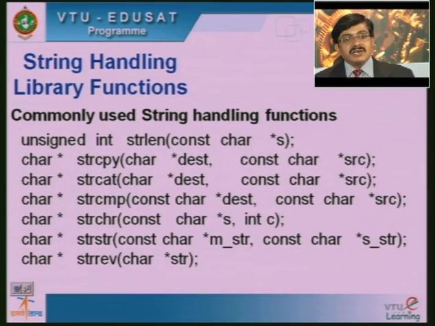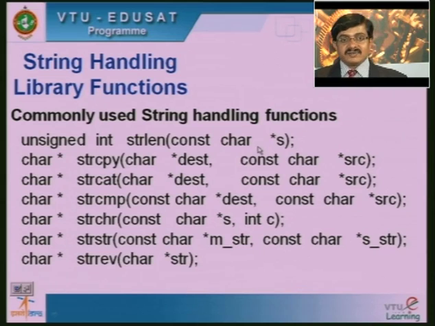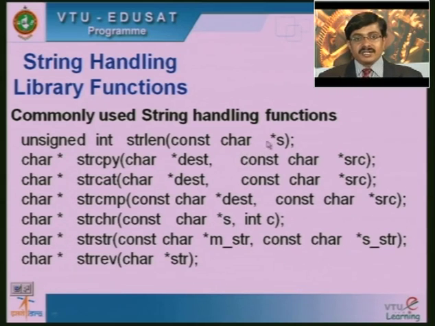The commonly used string handling library functions are, first, strlen, which returns the length of the string. Here the parameter we are passing is const char star, because the content of this string should not be altered. That is the reason it must be a pointer to const char as the parameter. The return type of strlen is an integer. It will return the length of the string.